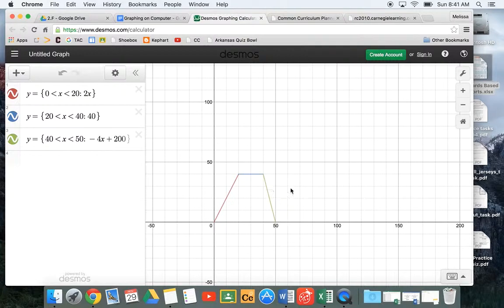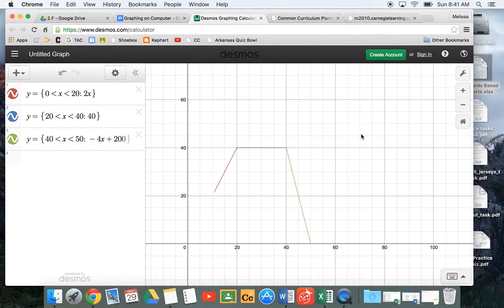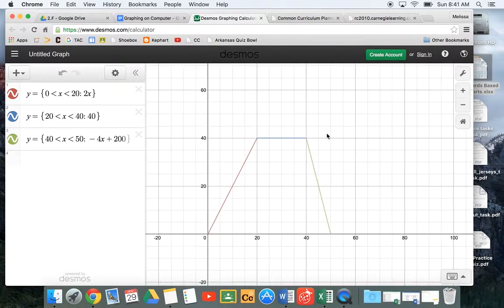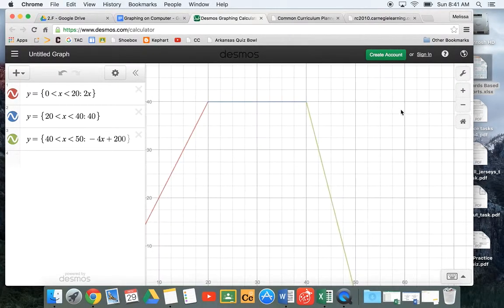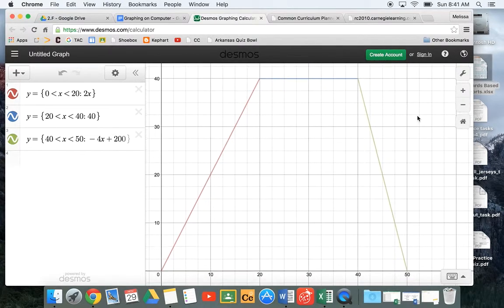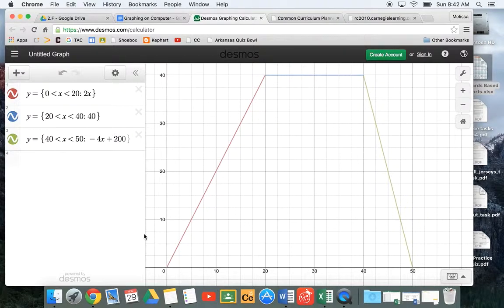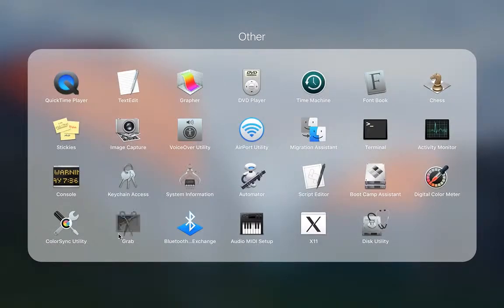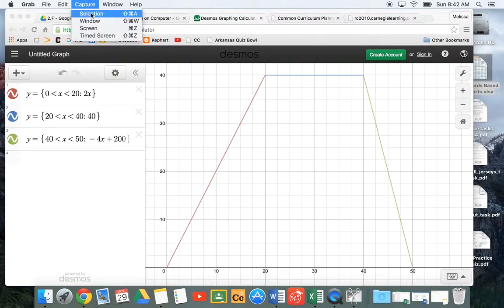And then 200 connects it. So this equation is -4x plus 200. Okay. And so now that we have this, you can kind of play around with your zoom, and then we're going to screenshot this. Your screenshot is a little different than mine on the Mac, so just give me a second and let me do this.